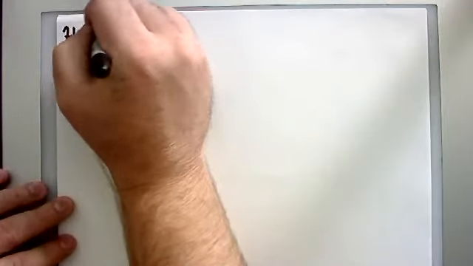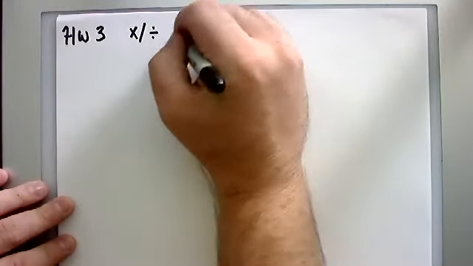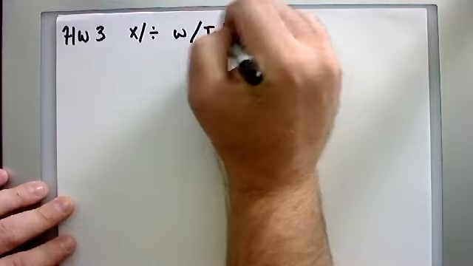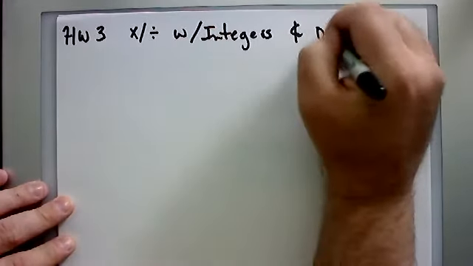All right, guys, going to be going over homework 3. In this homework, we're going to be talking about multiplying and dividing with integers, meaning whole, positive, and negative numbers, and decimals.